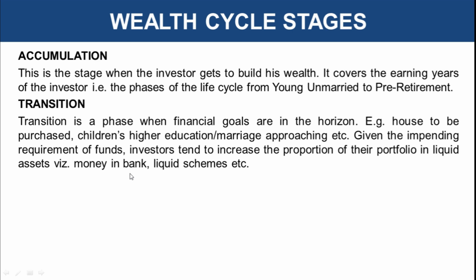You have to now spend your money on children's higher education. You have to get the money for your children's marriage and all. So all those requirements are now coming nearby. So what you need to do, you need to see that you can liquidate your investment. Your portfolio could be liquidated. Liquidation means selling off your asset and getting the money in your bank account. So you have to see that the proportion of your portfolio is in liquid assets, where you can easily redeem your money, where you can easily sell off the assets and get the money.